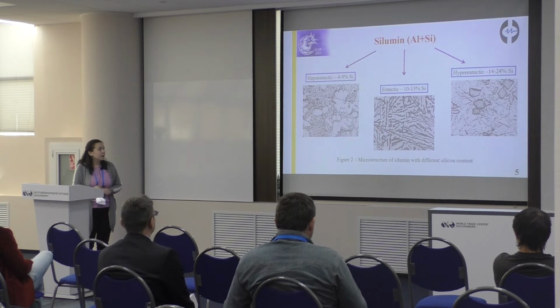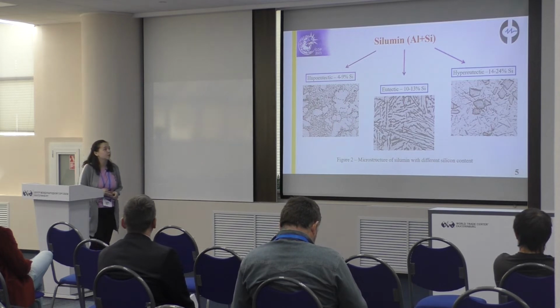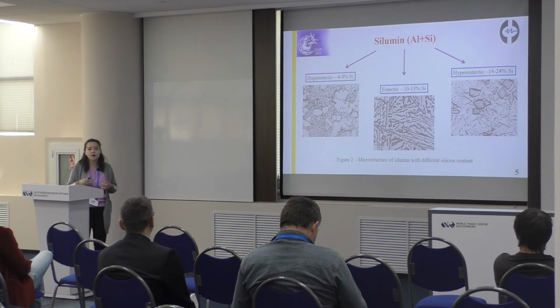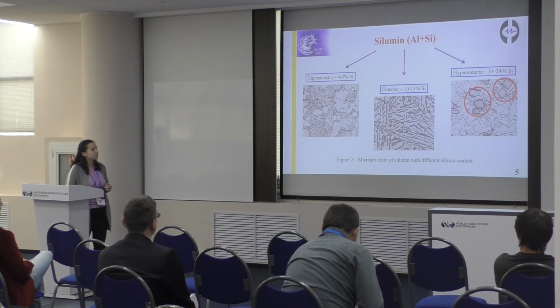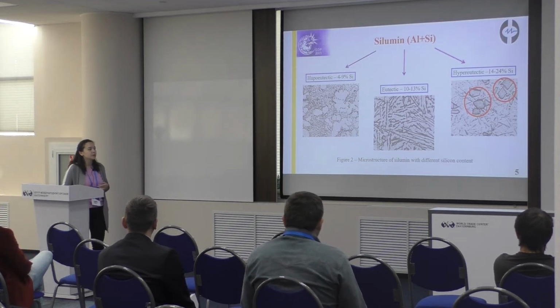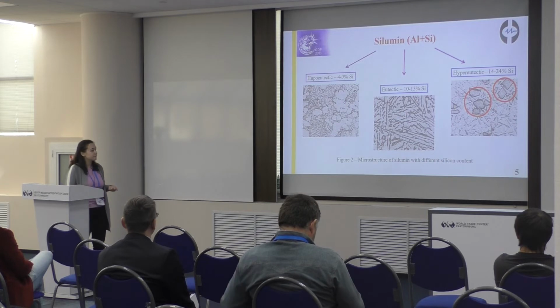In our research, we have studied silumin. Silumin is an alloy of aluminum and silicon, and there can be three types of this alloy, depending on how much silicon it contains. The higher the amount of silicon, the higher the hardness of the material. But at the same time, problems come with the structure, especially with hypereutectic silumin, because of huge particles of silicon. That is why we need this electron beam treatment.